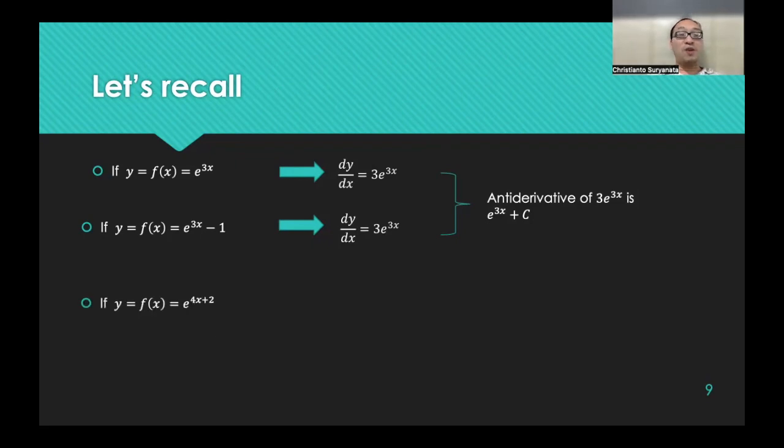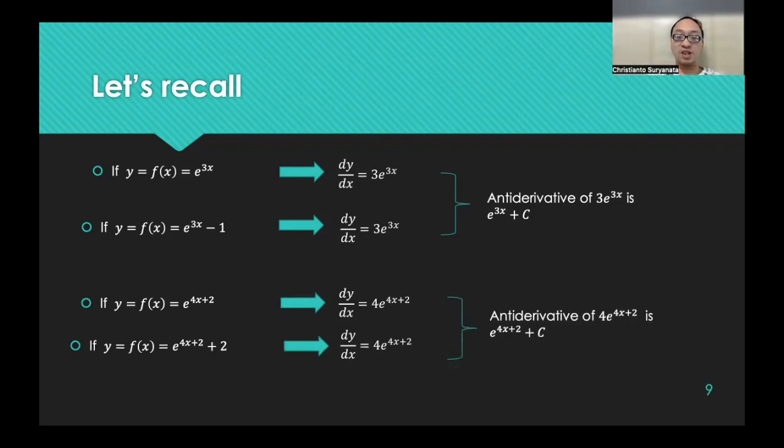For e to the power of 4x plus 2, the derivative will be 4e to the power of 4x plus 2. For e to the power of 4x plus 2 plus 2, the derivative will be the same. So the antiderivative of this is e to the power of 4x plus 2 plus c.